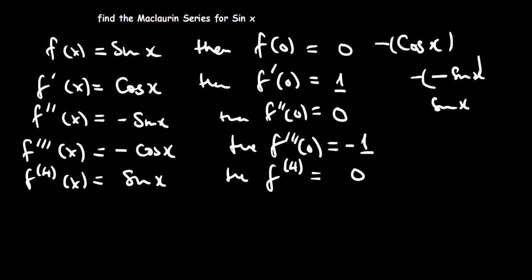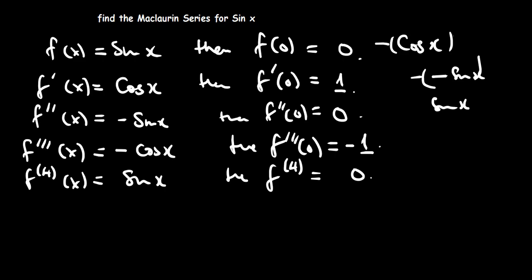We realize that we will have an endless cycle where we are just going to be getting 0, 1, 0, negative 1, then it will go again 0, 1, 0, negative 1, just like that. So it's going to be repeating in that form.